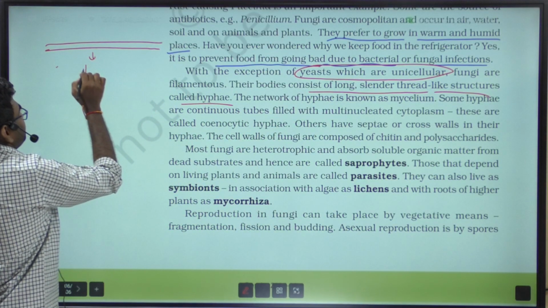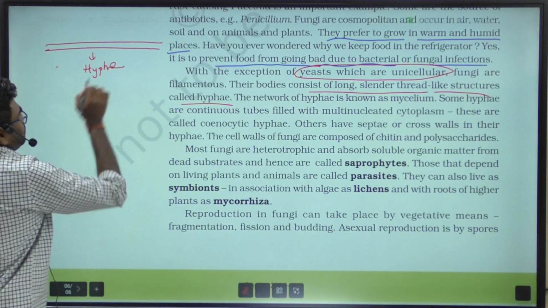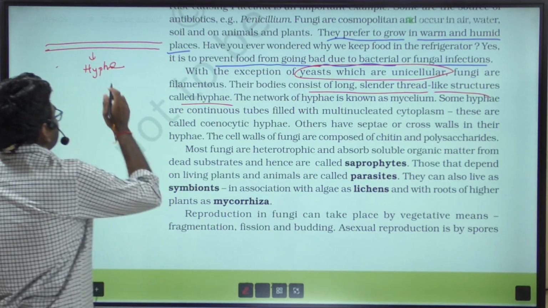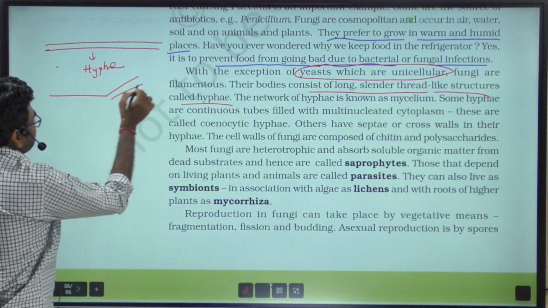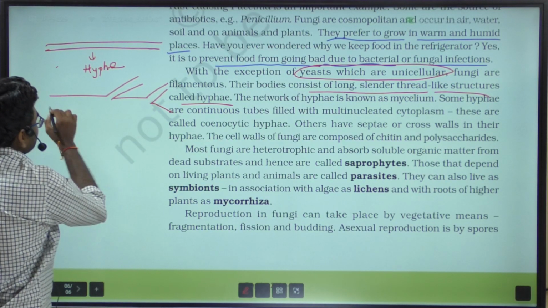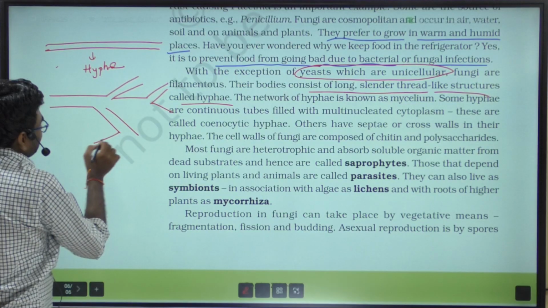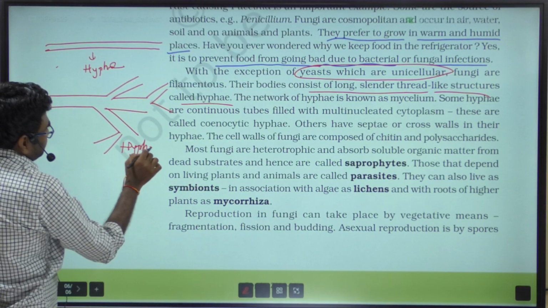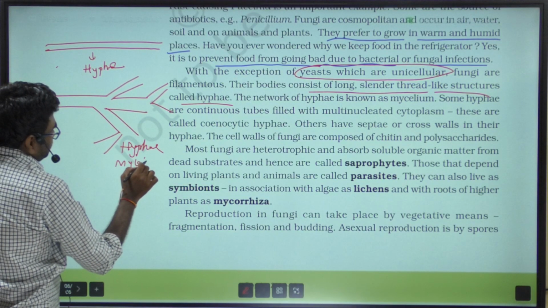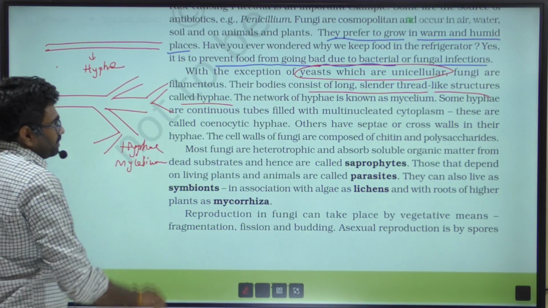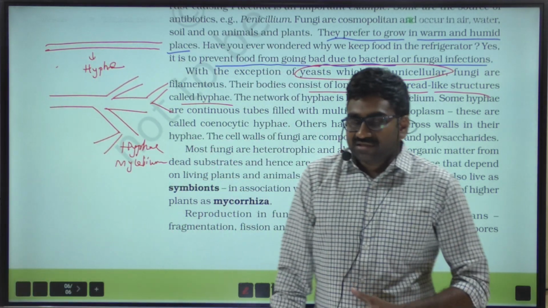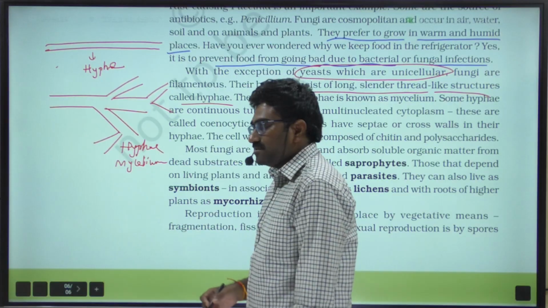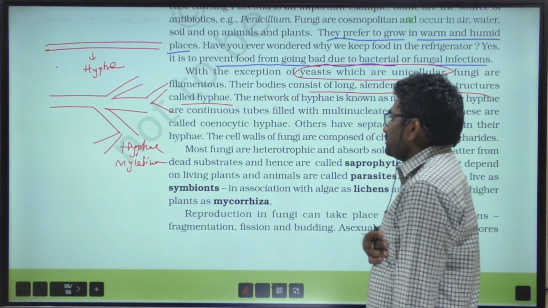So this is known as the hyphae, and the network of hyphae is called mycelium. So this one is a mycelium. The long, slender tube-like structure is called hyphae, and it contains some branches. That means the network of hyphae is called mycelium.